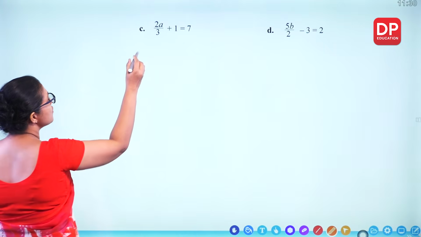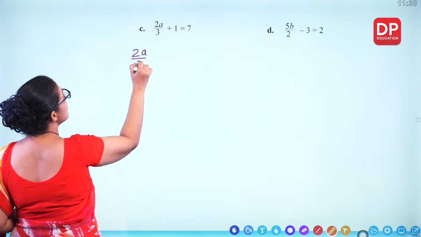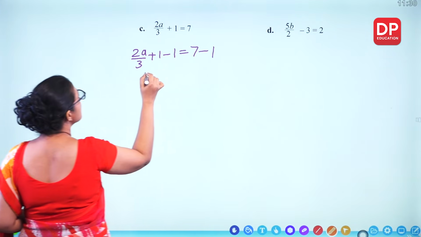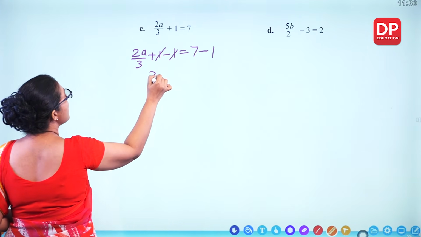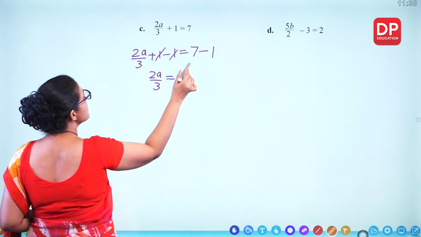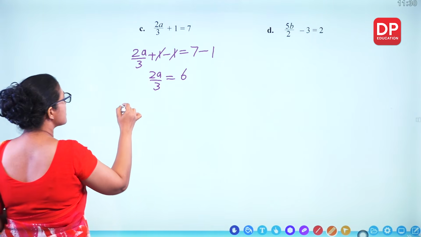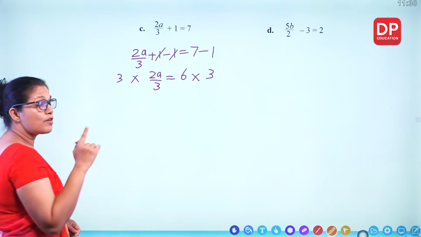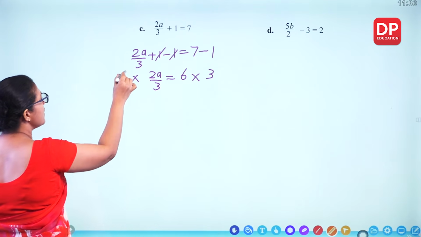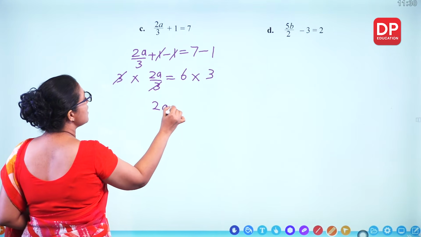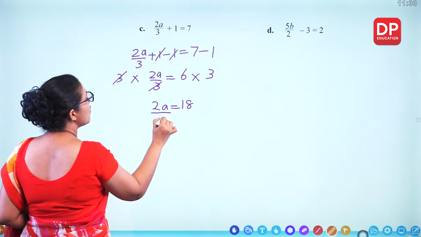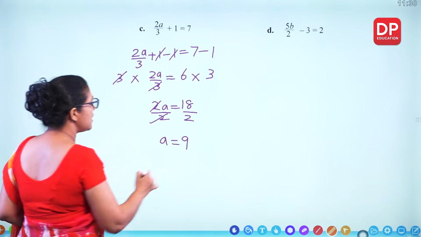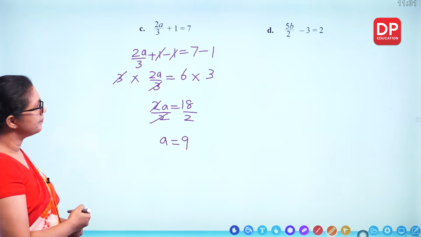This one, first you need to get rid of this 1. Subtract 1 from both sides. So you get 2a over 3 equals 7 minus 1, 6. Multiply both sides by 3 to get rid of the denominator 3. 2a equals 18. Now divide both sides by 2. You get a as 9.